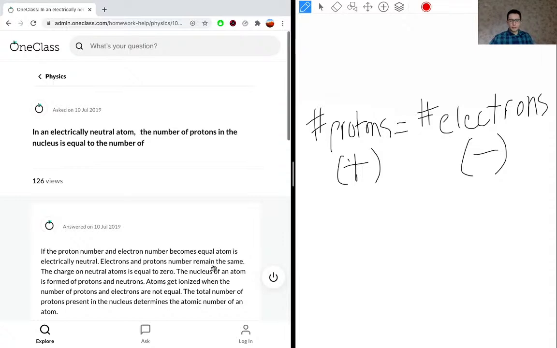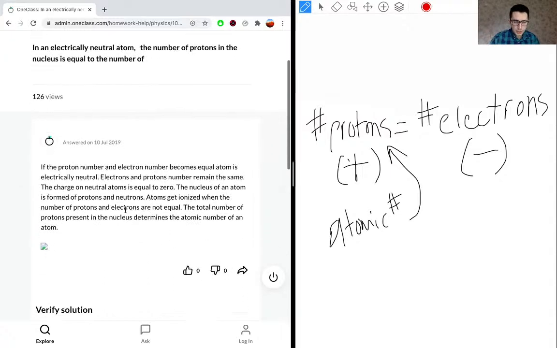The other good way to remember, if you're using the periodic table, is that the atomic number represents the number of protons. So when you read the atomic number, let's say for hydrogen, hydrogen has atomic number 1, that means it has 1 proton. So let's look at the attempted solution.